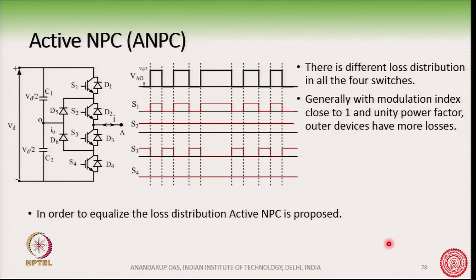The other NPC which is also somewhat popular is the active NPC. Active NPC was also proposed around 2000 or 2001 maybe. In active NPC, we know from our operation of the conventional 3 level NPC that there is an uneven loss distribution among all these 4 switches.